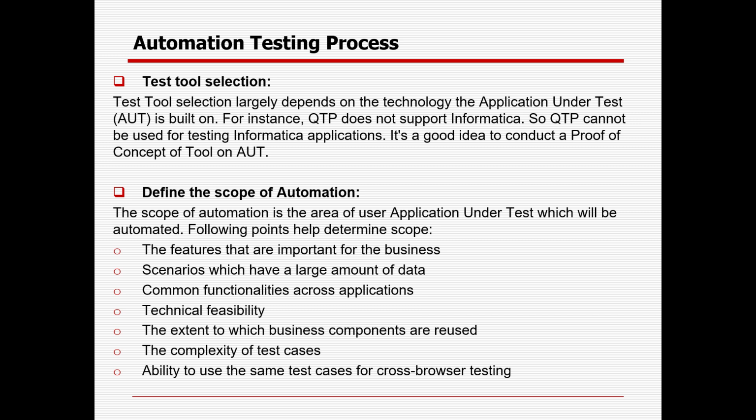Scenarios which have a large amount of data: whenever you need to test a large amount of data, you need to focus on them. Common functionality across the application: in case some functionality is always common, you need to focus on those areas. Technical feasibility you need to check. The extent to which business components are used can be reduced. The complexity of the test cases, and the ability to use the same test case for cross-browser testing. These are the areas you need to go through to define the scope of your automation.